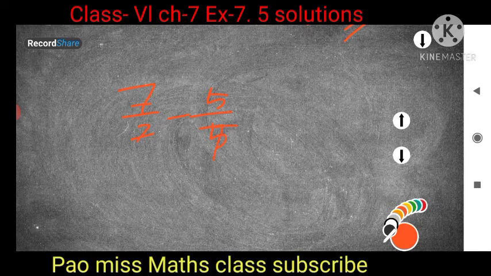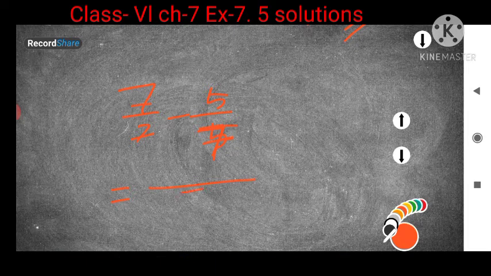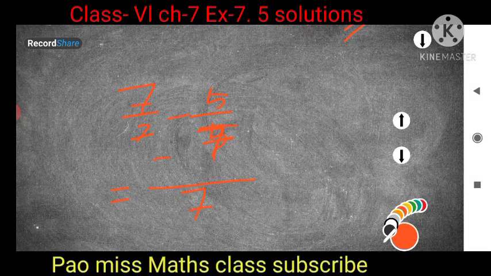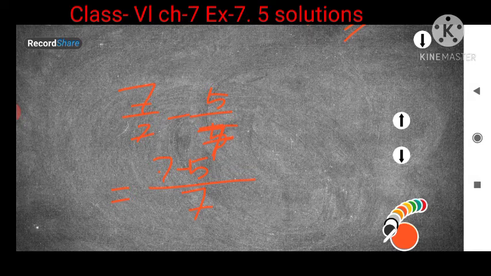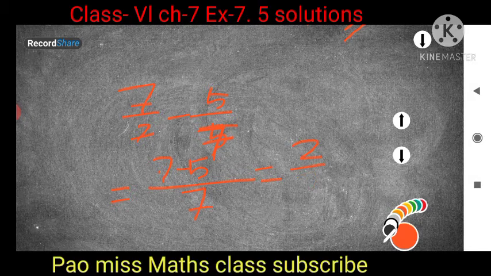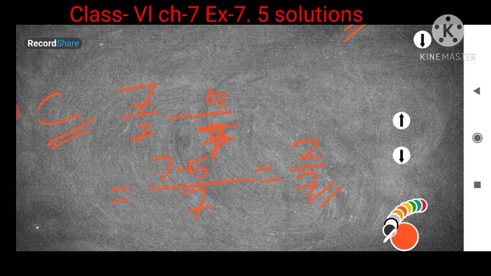This is 7, isn't it? Now if you will do minus, here also it is the same. If the denominators are the same, then directly you will subtract the numerators. If it is plus, then you will do plus. Even if it is minus, then we will do minus. So 7 minus 5 is how much? 2 upon 7. So the answer for C is 2 upon 7.